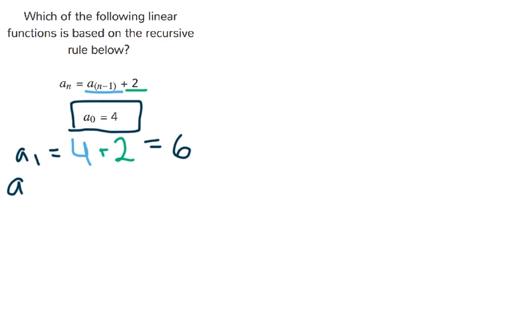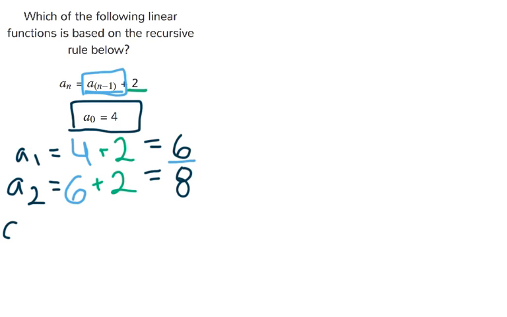Next we have a sub 2. So for a sub 2 we're going to take the previous value. Again, a sub n minus 1 just means take the previous value, because a sub 2 minus 1, 2 minus 1 is 1, so we're getting the value for a sub 1, which is 6. So we're going to do 6, and then again the second part, plus 2. And then that's going to give us a value of 8.